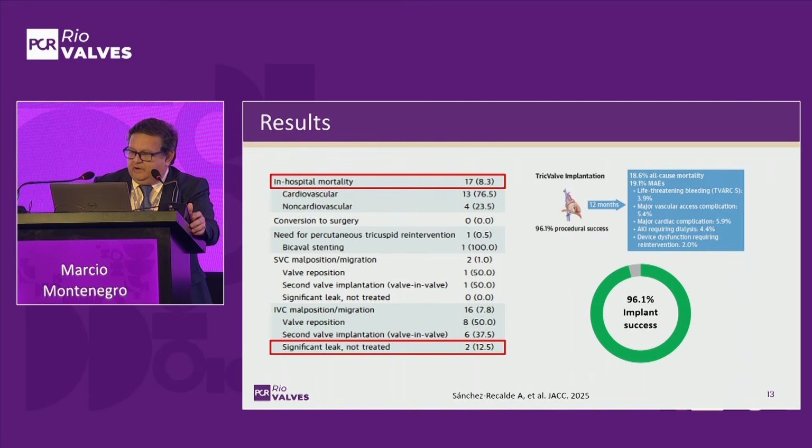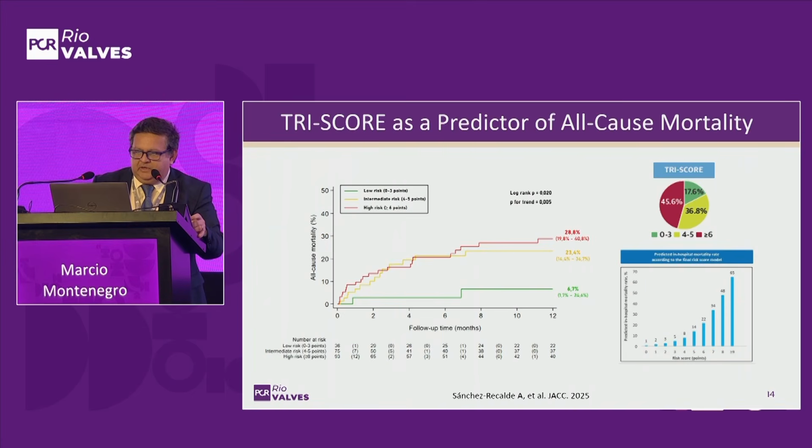12%. So with a high implant success of 96.1%, it's very good when we compare with another kind of treatment of the tricuspid. And when we split the TRISCORE, we see that for the patients with low risk, the follow-up is better in comparison of all-cause mortality.